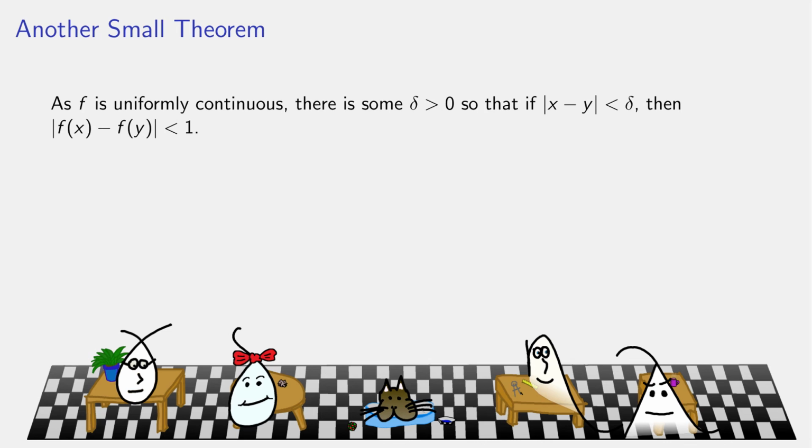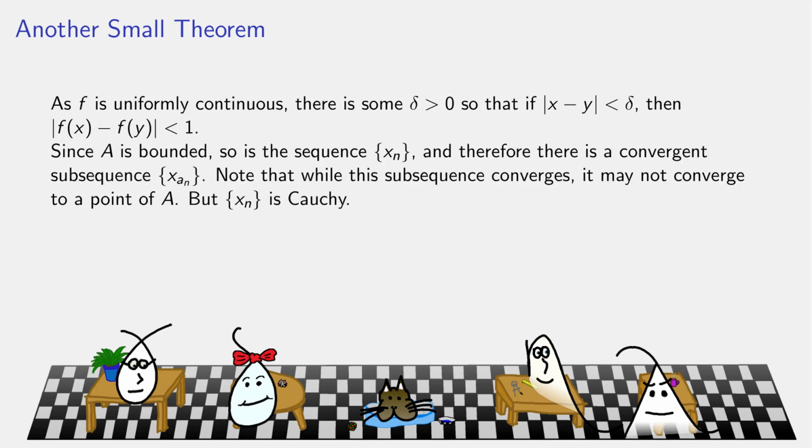F is uniformly continuous, however, that was our assumption. So provided that the distance from x minus y is less than delta, the distance between f of x and f of y is less than 1. This would have to hold for any positive epsilon. I'm just picking epsilon equals 1. For choosing epsilon equals 1, there is a delta, so that if the distance in the domain is less than delta, the corresponding distance in the range is less than 1.